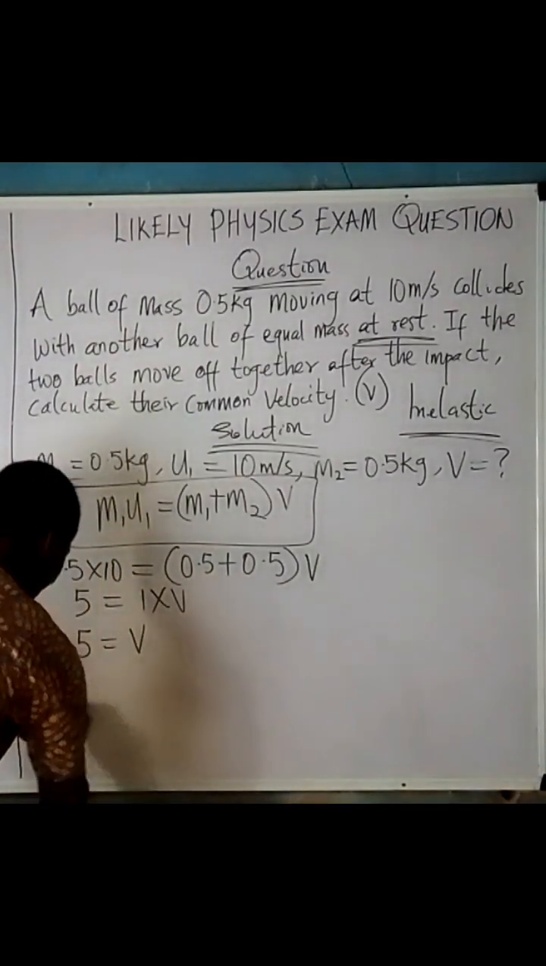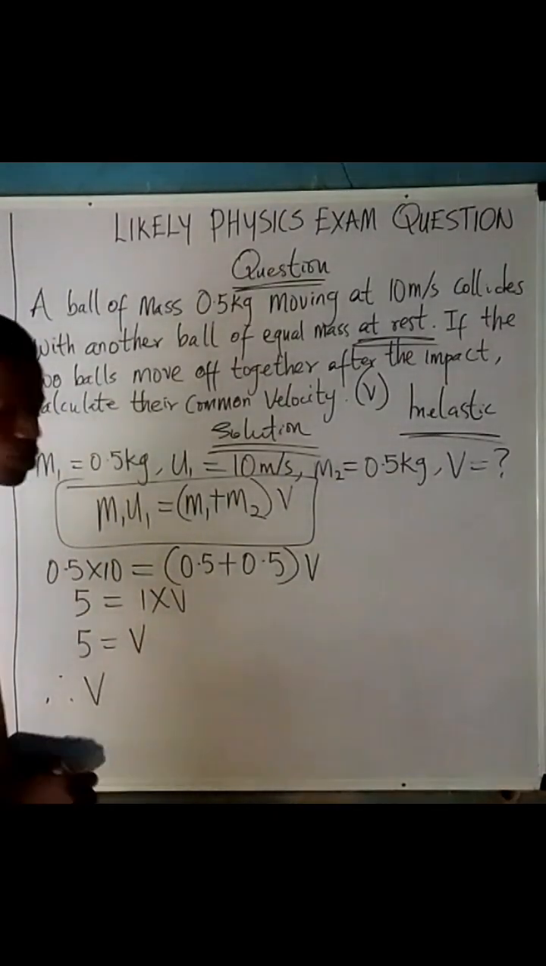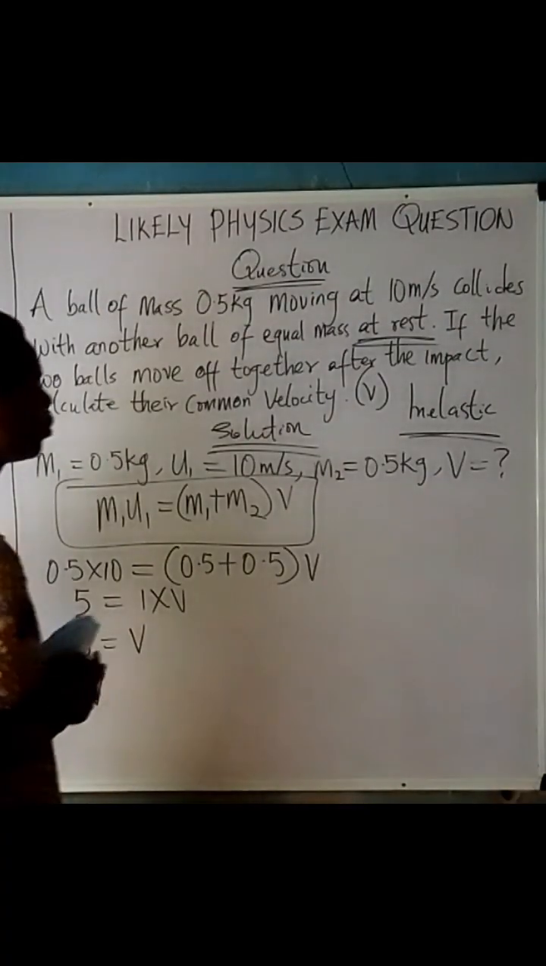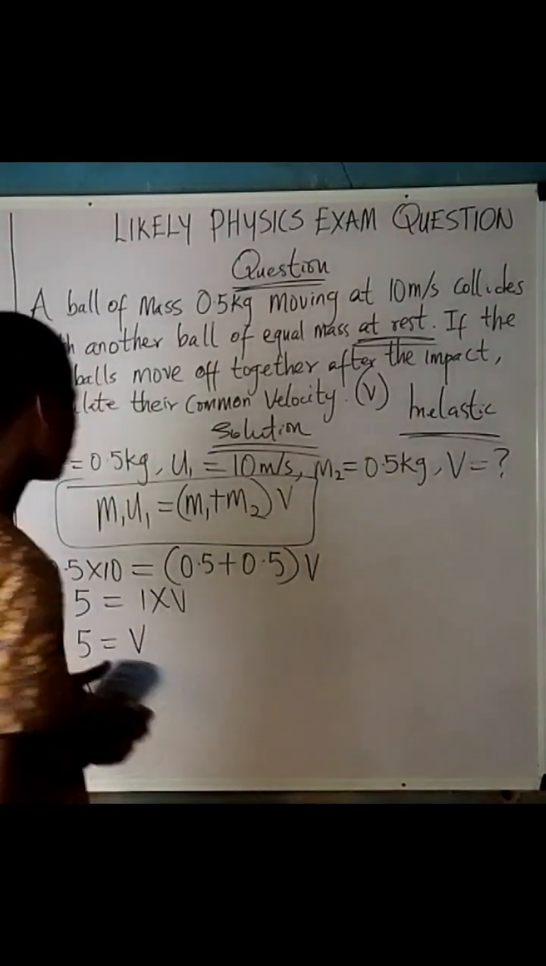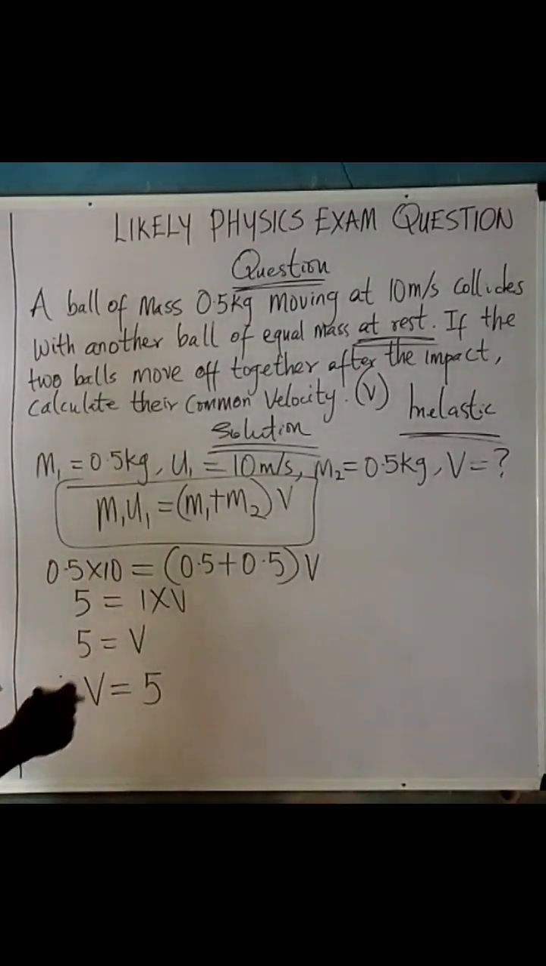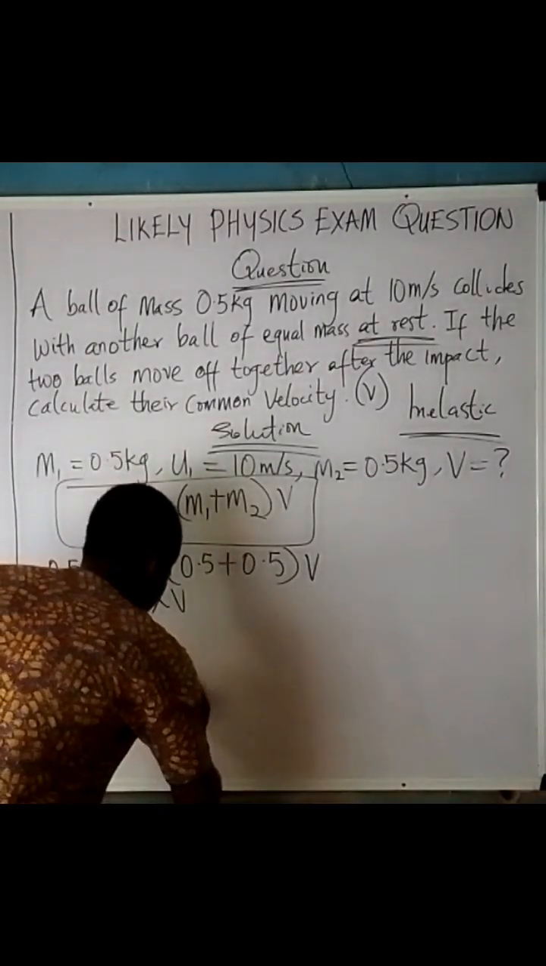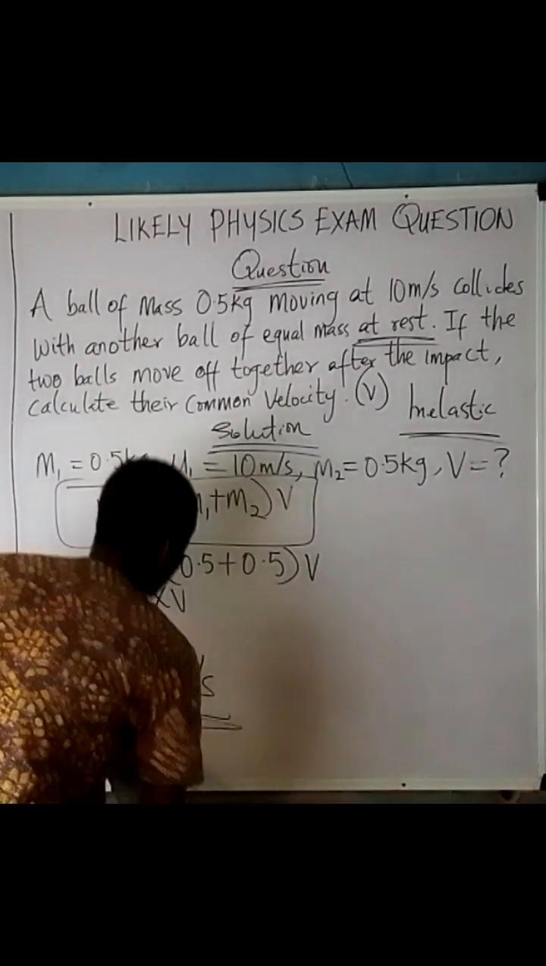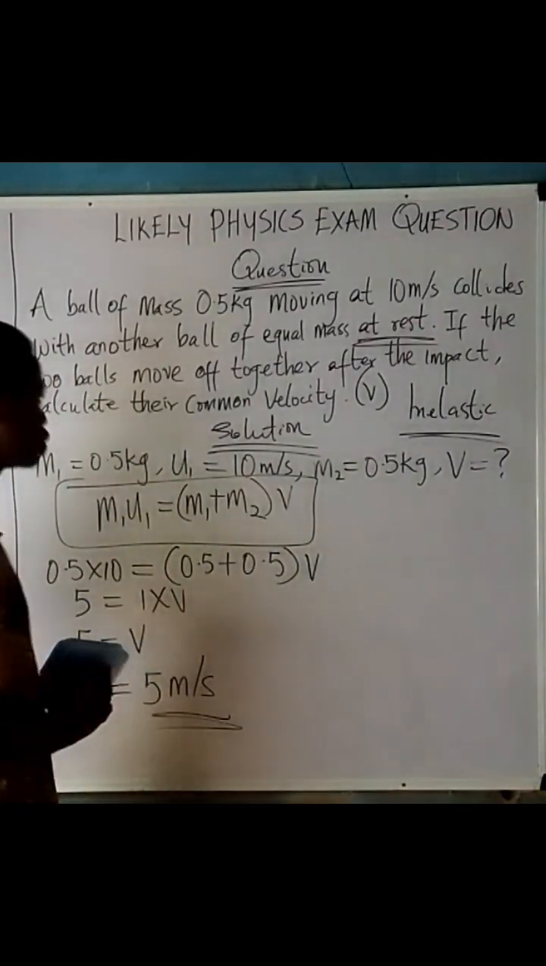Therefore, we can say that the final common velocity for these two balls, with which they will move together after impact, is V equals 5. And the unit for velocity is meters per second. And this is the answer to this question.